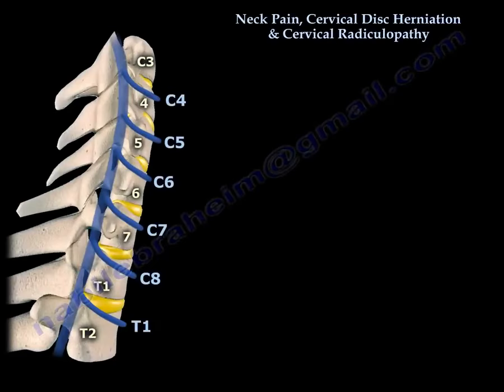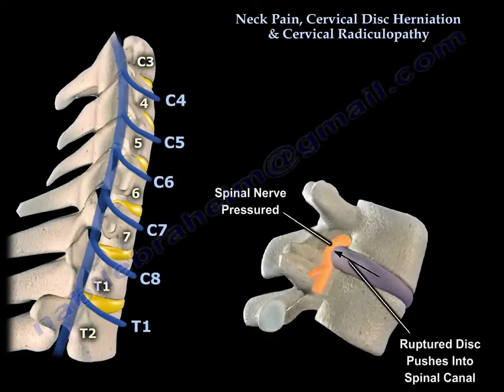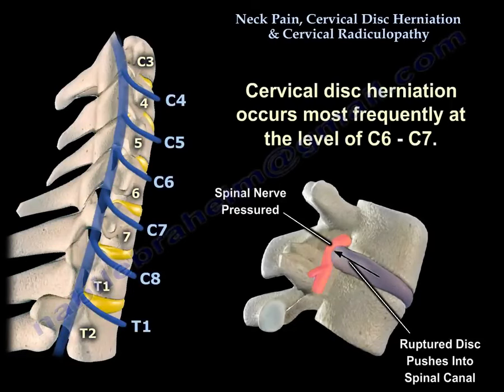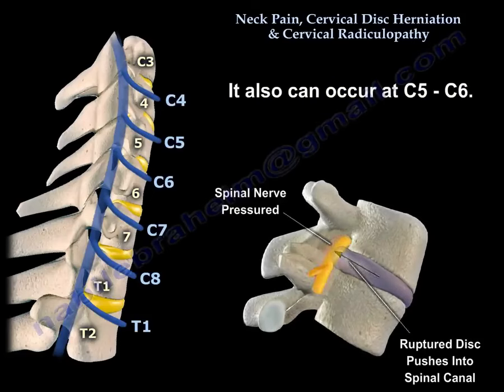Neck pain, cervical disc herniation, and cervical radiculopathy. Cervical disc herniation occurs most frequently at C6, C7. It also can occur at C5, C6.